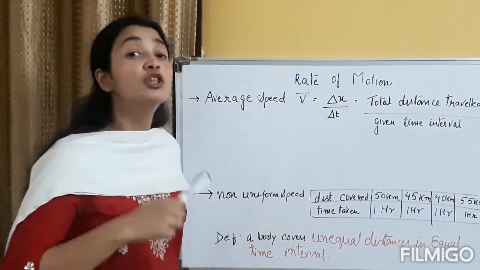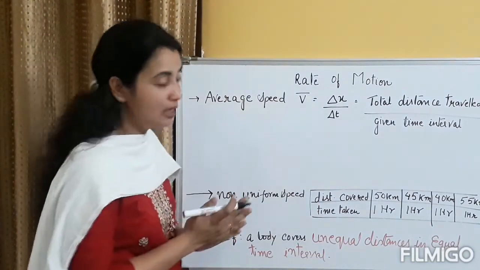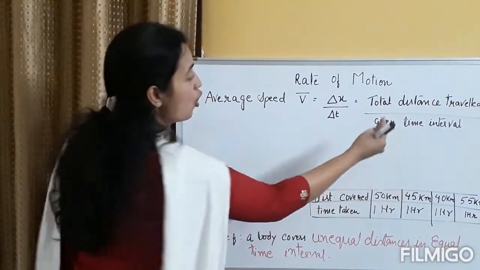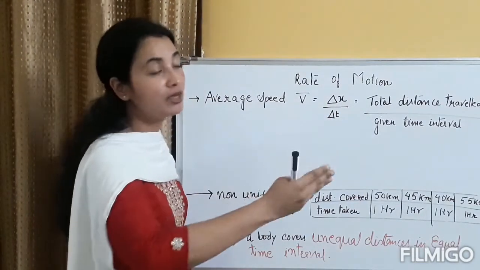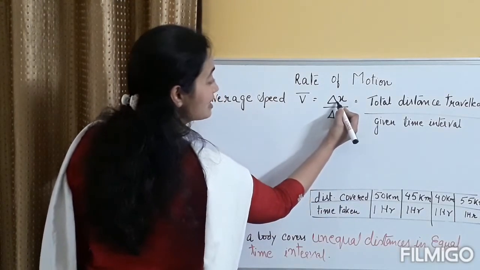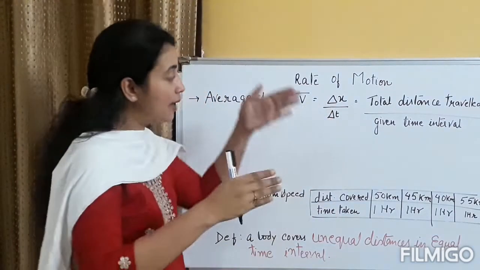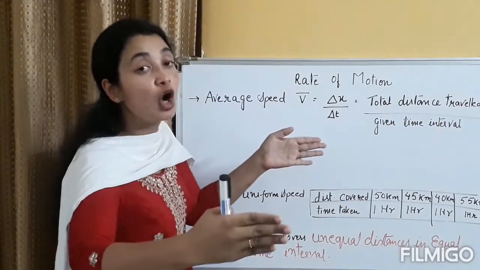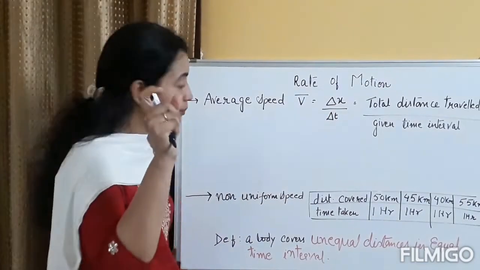So whenever a body is moving with non-uniform speed, there we have to calculate the average speed. What is average speed? It is total distance travelled by the body over a given time interval. We represent it as delta x by delta t, whereas it is big change in x upon big change in time. What is big change? From the origin, how far the object has gone, and the initial time and the final time gap, the time interval.